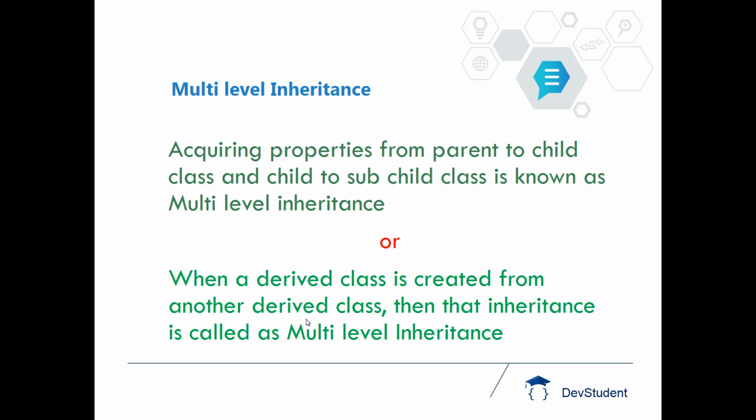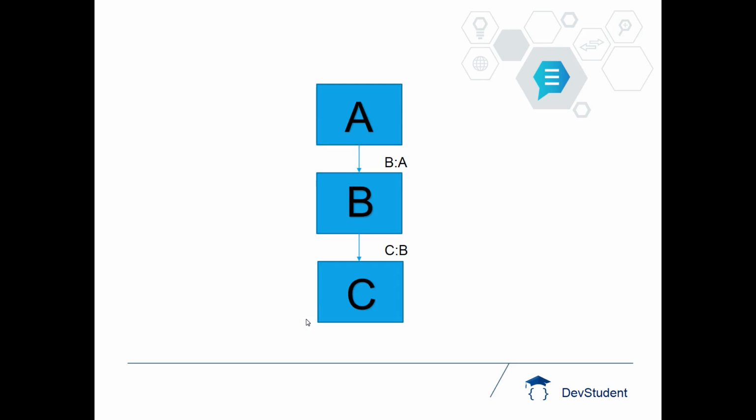Multi-level inheritance. Acquiring properties from parent to child class and child class to its subchild class is known as multi-level inheritance. Or when a derived class is created from another derived class, then that inheritance is called multi-level inheritance. Which means if you have three classes like A, B and C, B class is a child class for parent class called A, and this B is now a parent for another class called C. That means multi-level inheritance is happening here.